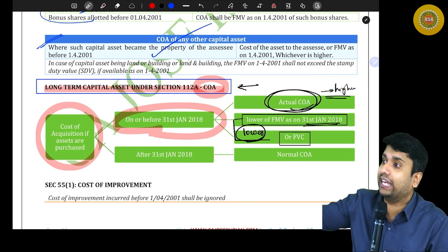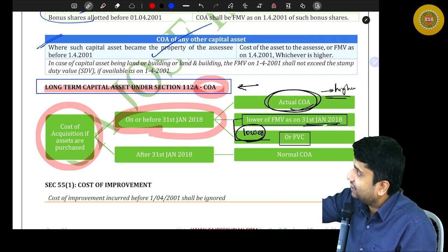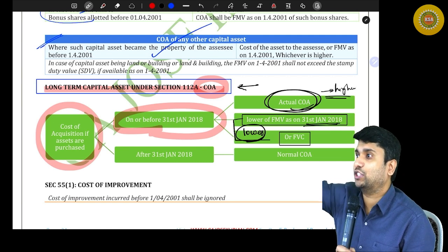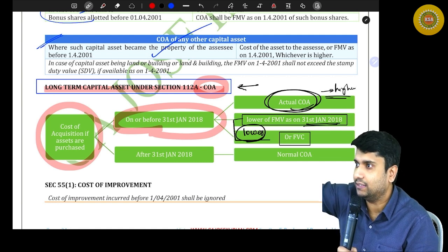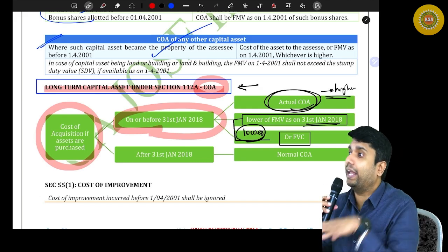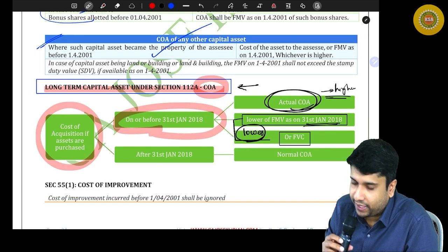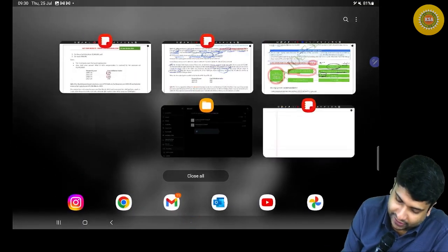They are not saying higher in the Act. They are saying either actual cost of acquisition or lower of these two at your choice. That's what the interpretation is. They are not saying higher, but it should be higher because it is your cost. Are you all with me? I'll give you an example for a better clarity over this provision.